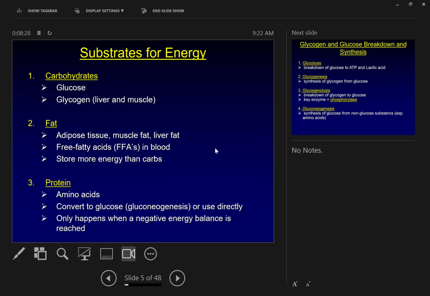Quick run through of our energy substrates. I know you guys have had nutrition. I know you guys have probably talked about all of this before, but I want to make sure we're all on the same page. Okay.